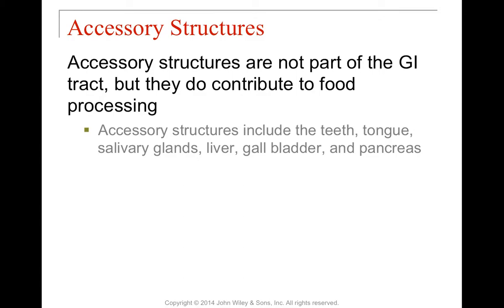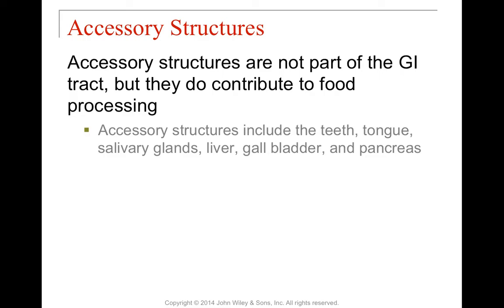Now we have several accessory structures that we're going to talk about throughout this lecture. Accessory structures are not part of the GI tract themselves, but they do greatly enhance and contribute to food processing. That's going to include things like the teeth for chewing, and the tongue for moving the food around and swallowing the bolus of food. Salivary glands are where we're going to first start chemical digestion. We're going to start breaking down some sugars in the saliva. We have some enzymes in there called amylase, which breaks down amylose, which is in the carbohydrates.